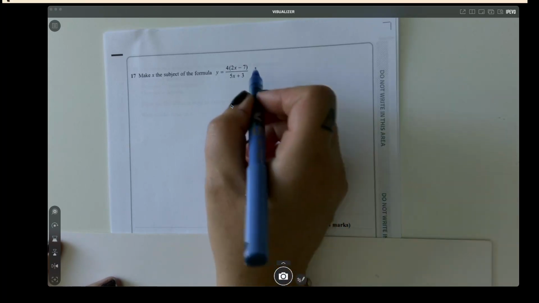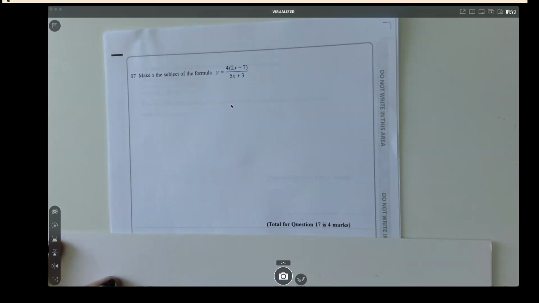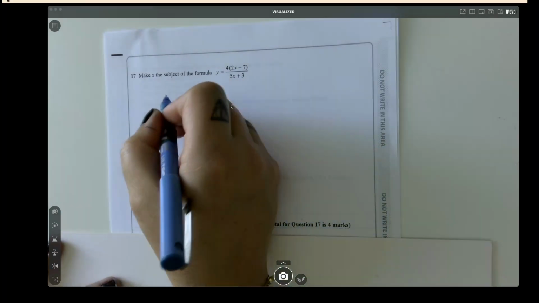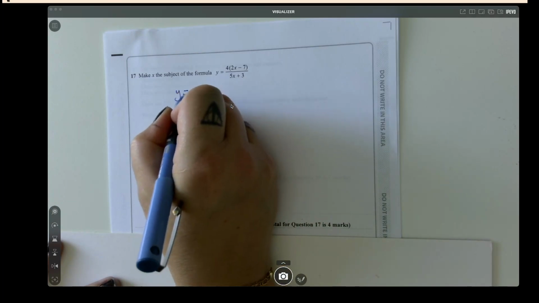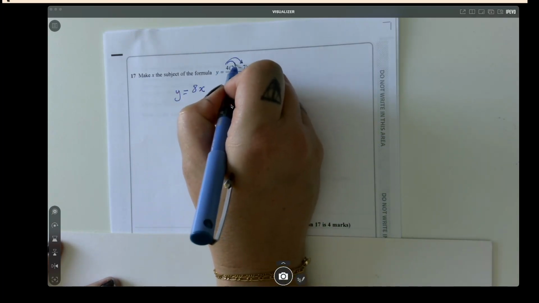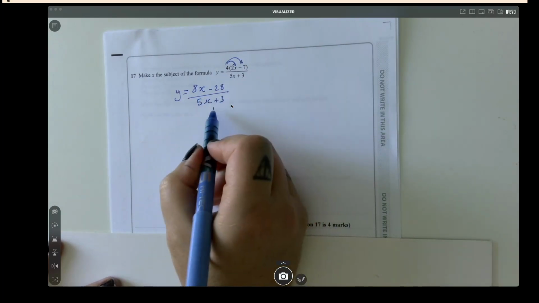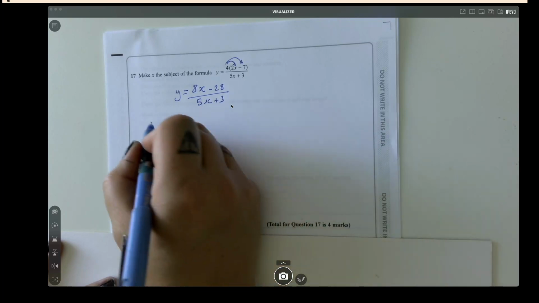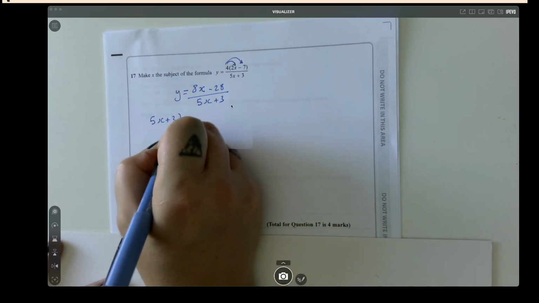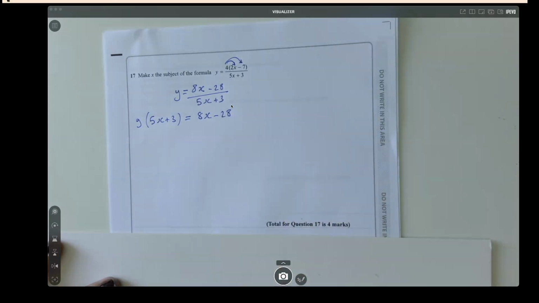Question 17. Make x the subject of the formula. So we have this formula here, and x appears on the numerator and the denominator. So we're going to have to do some expanding and rearranging to start off with. So let's expand the numerator. So 4 times 2x is 8x, 4 times -7, -28. Now I'm going to multiply by the denominator. So 5x plus 3 multiplied by y equals 8x subtract 28.